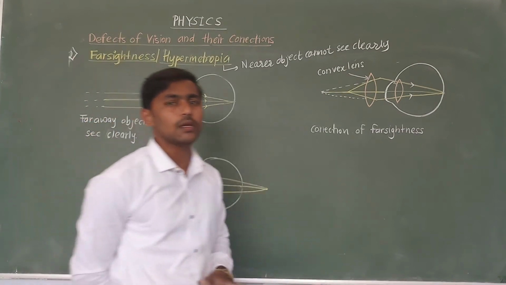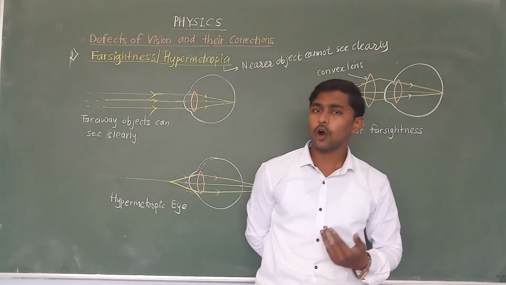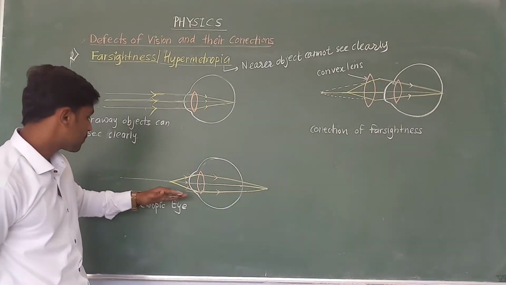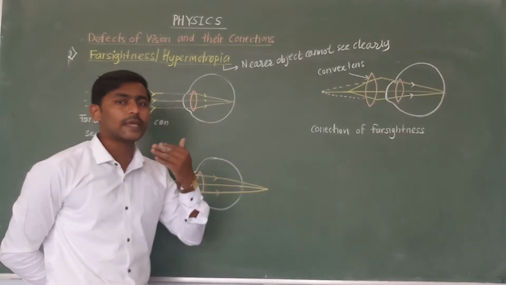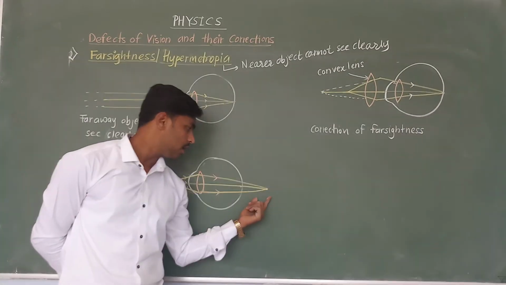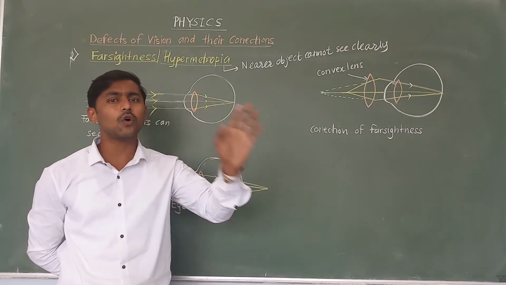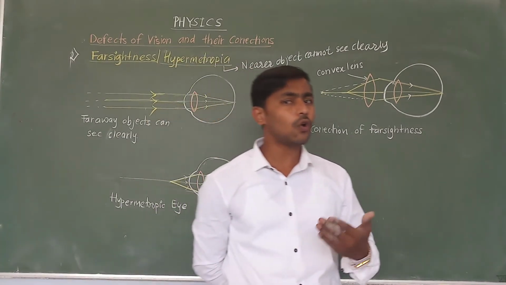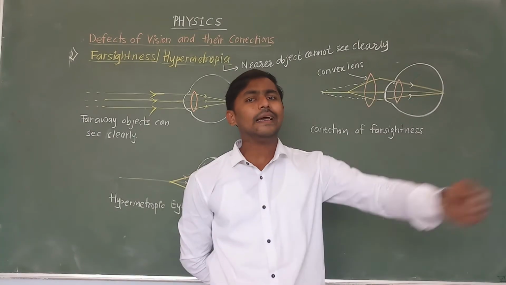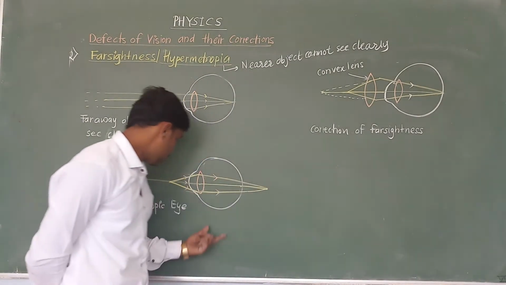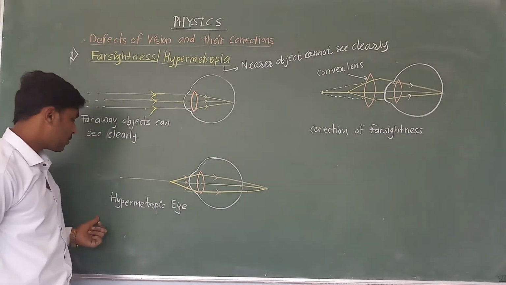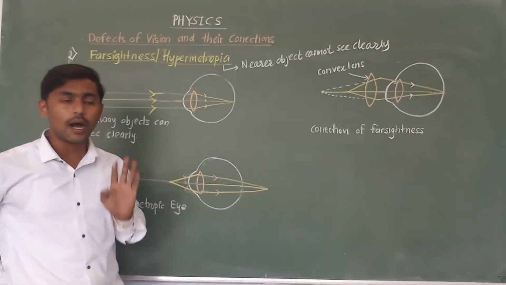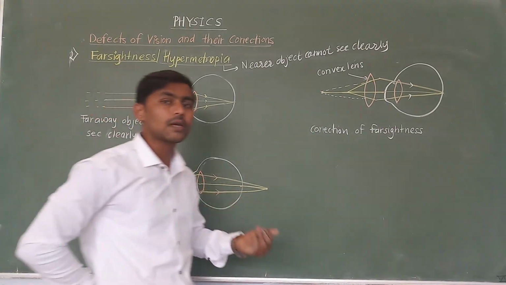Now what happens to the rays coming from a nearer object? Whenever the rays are coming from the nearer object, we can see this happens, meaning we cannot see this object clearly because it is going beyond our eye, meaning it is no longer than 25 centimeters, it is greater than 25 centimeters. So this happens to our eye and we cannot see the objects which are very close to our eye, and it is called a hypermetropic eye.